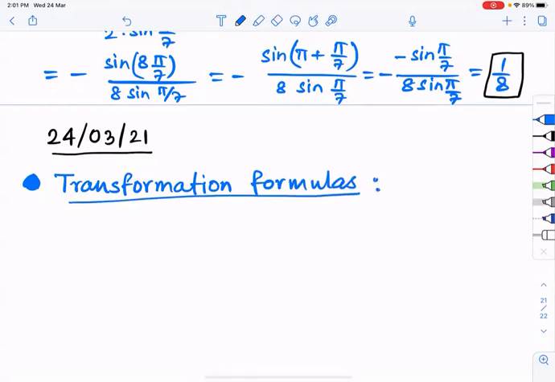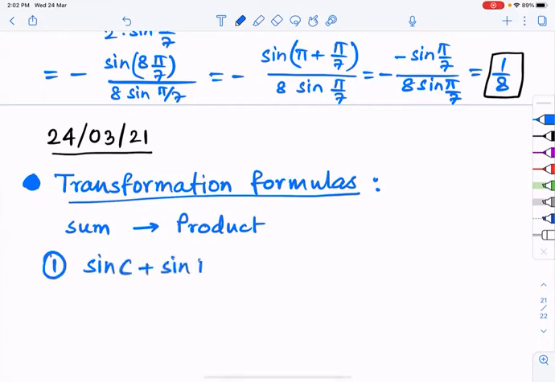There are two types of transformation formula. First type is sum to product, meaning you can convert summation to product. What are the formulas under that? The first one is like this: sin C, where C is the angle, plus sin D, where D is also an angle. Sin C plus sin D will be 2 sin (C plus D) by 2 into cos (C minus D) by 2.